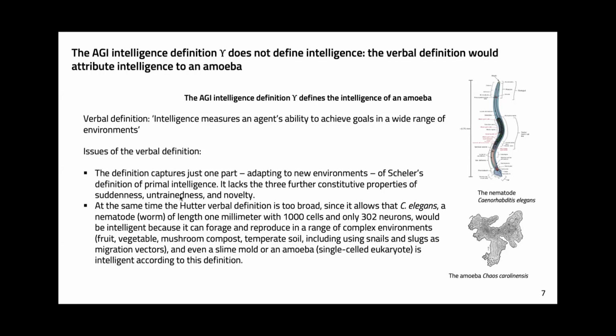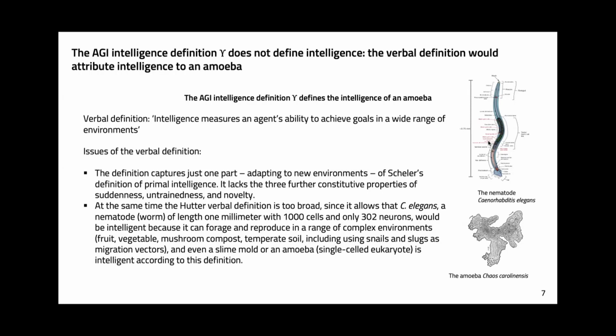And this definition just captures the adaptation. Now, what is more important is that the definition is very broad, because it also allows this organism, Caenorhabditis elegans, a small worm that is 1 millimeter long and has 1,000 cells and only 300 neurons, to be intelligent, because it can forage and reproduce in complex environments. It can live in fruit, in vegetables, in mushrooms, in soil, and so on. It can use snails and slugs as migration vectors. So it can really live in many environments, and it can also reproduce there.